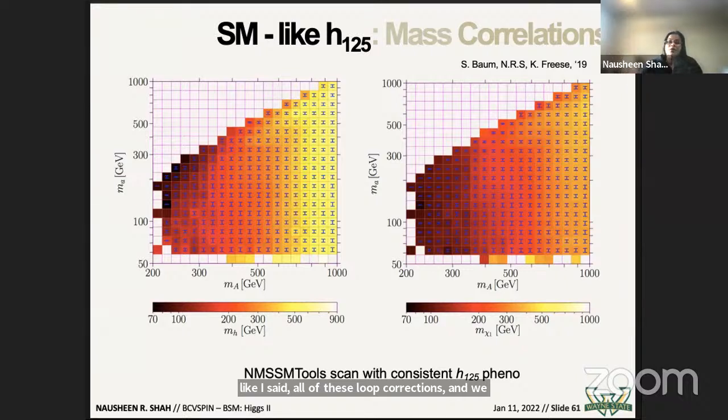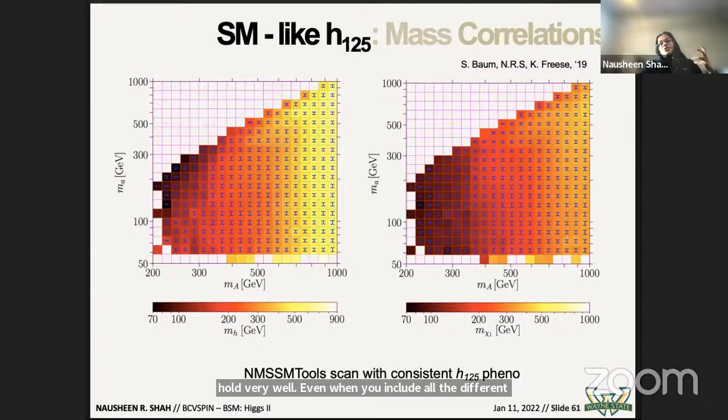Basically, again, this is a multidimensional parameter space with all the different masses, etc. But the point is that you can look at these particular mass correlations that are there, right? This is what I was just saying, that everything looks to be pretty light, and this actually seems to hold very well, even when you include all of the different loop contributions.